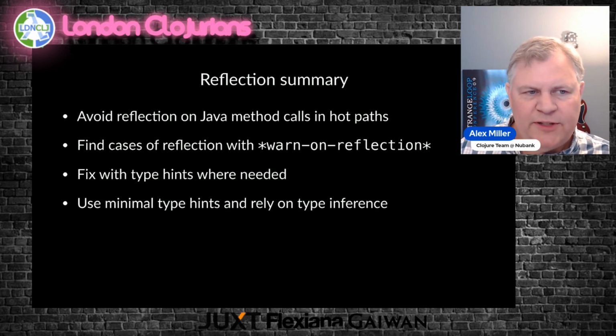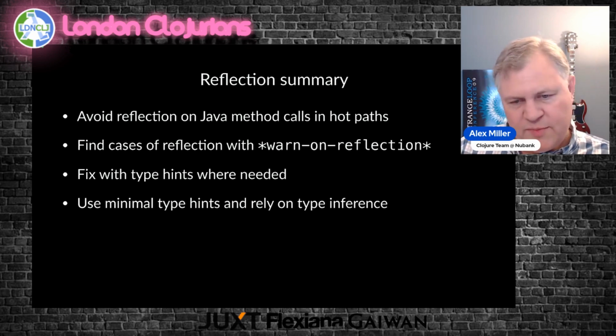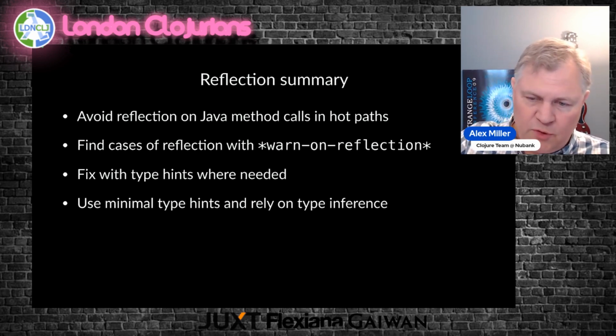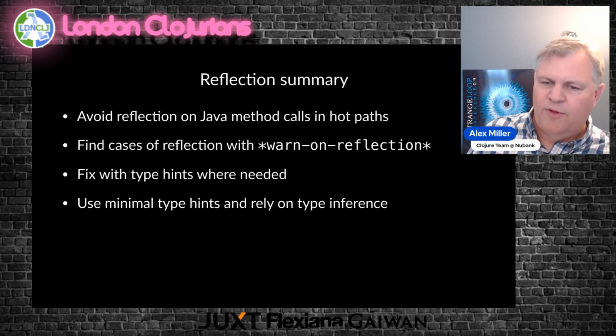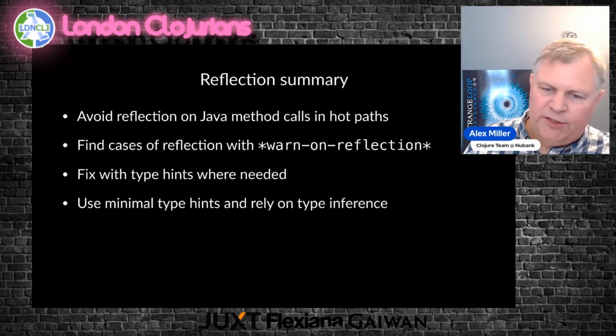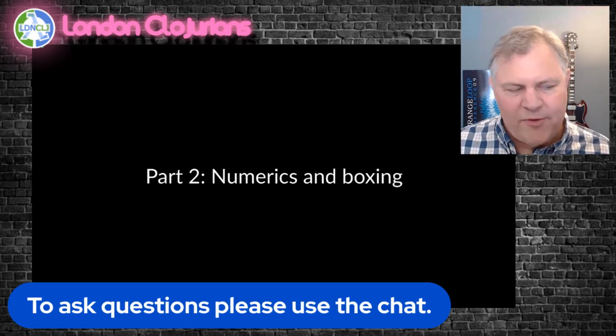So, summary from the reflection stuff. You want to avoid reflection on Java method calls that are in hot paths. You want to find cases of reflection with warn-on-reflection and fix that by specifying type hints. You should make those as minimal as possible, generally moving them towards the front of the Clojure function, which will allow you to get the biggest benefit from that and save the fewest amount of type hints, and then rely on type inference to carry that type information through the rest of the Clojure function. So that is the end of part 1. All right, well, I'm going to move on to part 2 then.